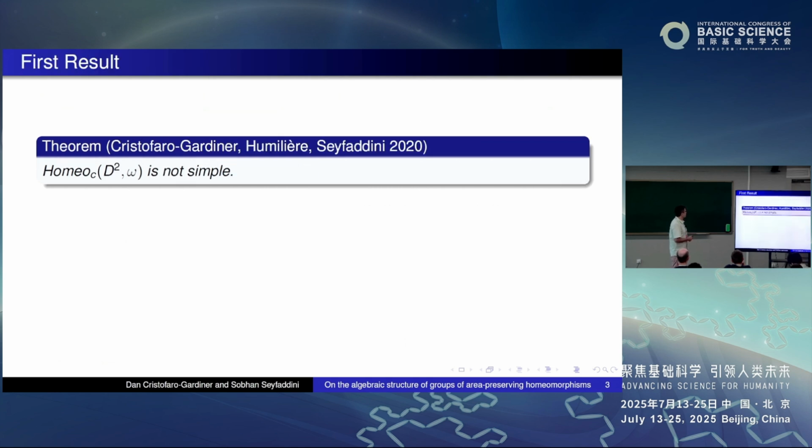Okay, so this brings me to the main theorem of today's talk, which is that the simplicity conjecture is not true.